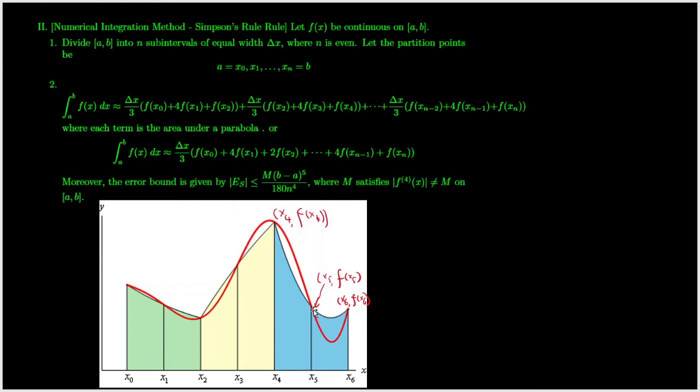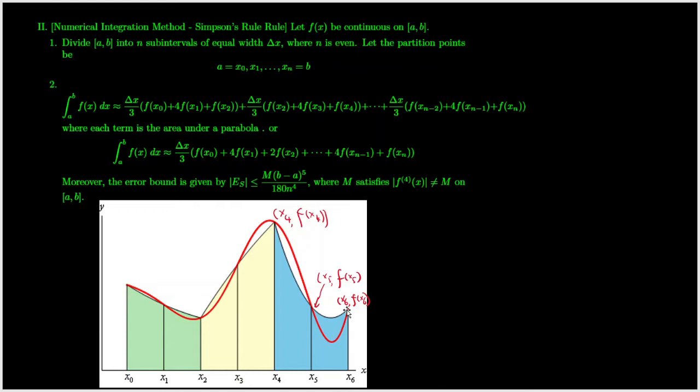And this point, you look at the mouse cursor, this point has x-coordinate of x5 and the y-coordinate is the value of the function at x5. And likewise, this point has x-coordinate of x6 and y-coordinate of f of x6. We just mentioned earlier, there's a unique parabola determined by these 3 points.